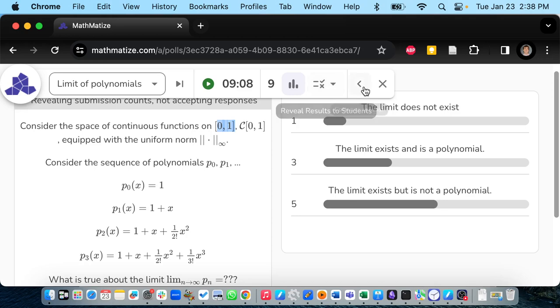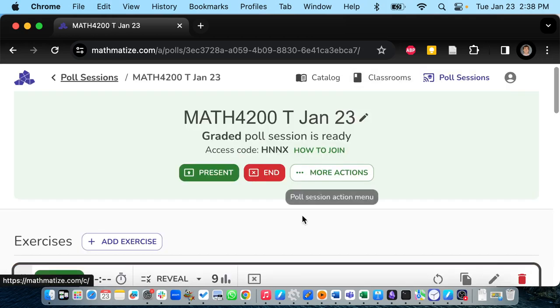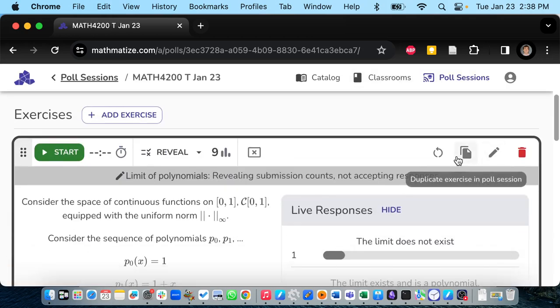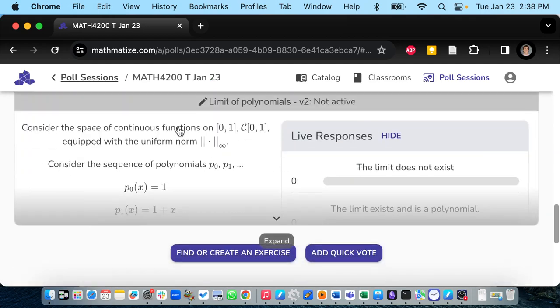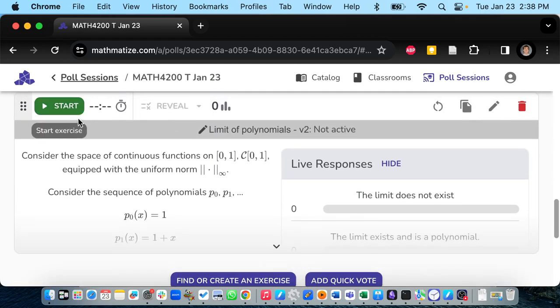Okay, let me open it up again and give you a few more minutes to think about what happens. And let's do it. Limit of polynomials V2.